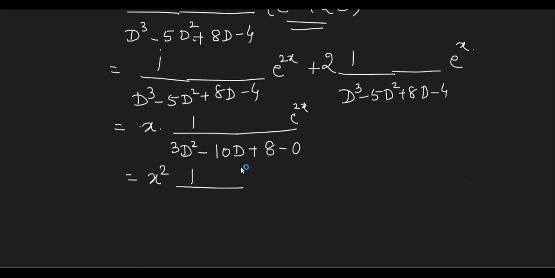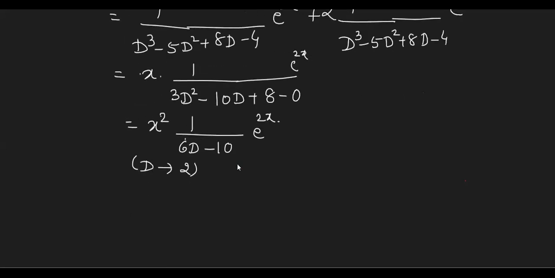Differentiate the denominator. The derivative of 3d square is 6d, minus 10, plus 0. Am I right? Now 100% it will not become 0. Replace it. Just check. Is it 0? No. What will you get? 1 upon 6 twos are 12. 12 minus 10 is how much? 2.